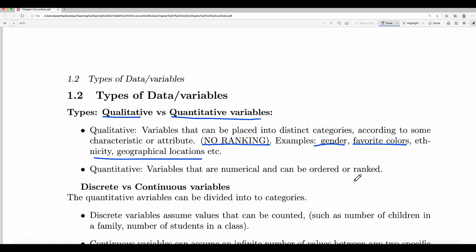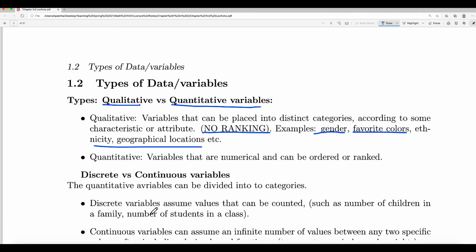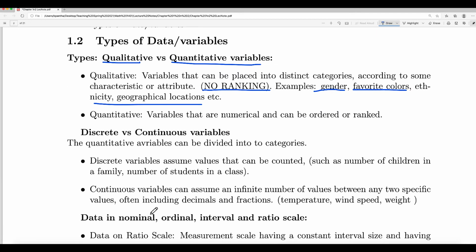So in the quantitative data, there are two types, discrete and continuous. The discrete variable assumes values that can be counted. For example, the number of children in a family, or the number of students in a class. Those kinds of data are called discrete data.